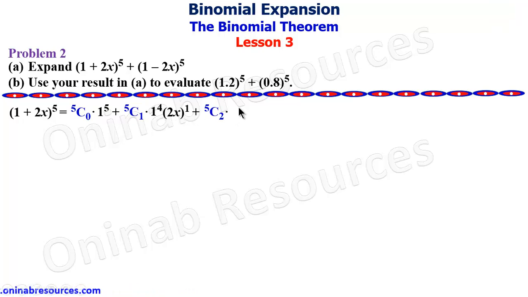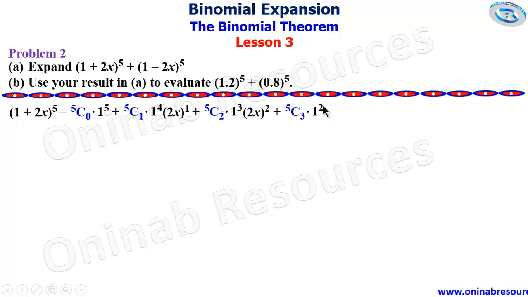This is times 1 raised to power 3, and the 2x will take the power 2. Then plus 5 combination 3, then times 1 raised to power 2. 5 minus 3 is 2, as we'll look at it, the powers are reducing.